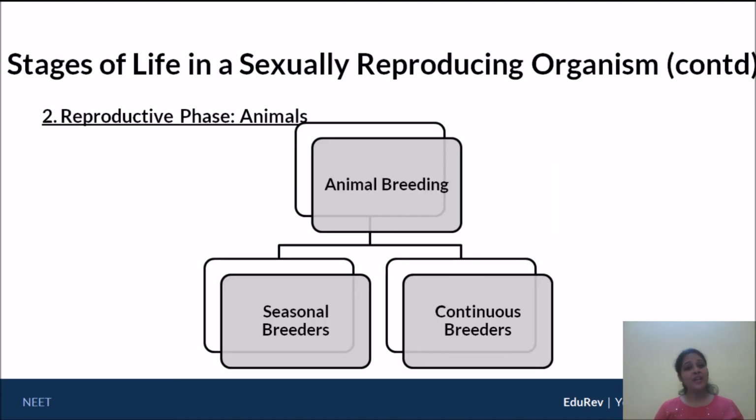Now, when animals breed, animals can be classified into two categories. One is a seasonal breeder and the other is a continuous breeder. Now, from the terms itself, it's very easy to understand. A seasonal breeder will breed in a particular season only, but a continuous breeder can breed throughout the year. Now, very clearly, if you try to place human beings here, we know that human beings fall into continuous breeders. We can have offspring throughout the year.